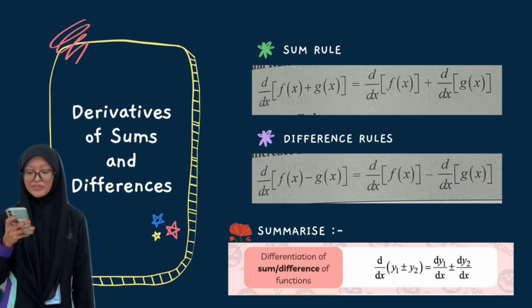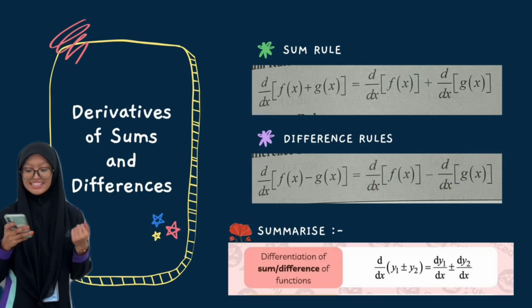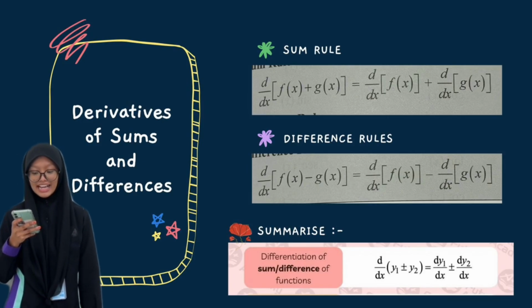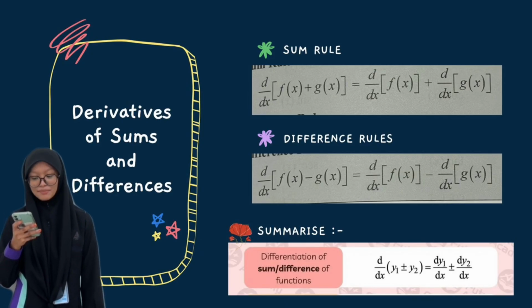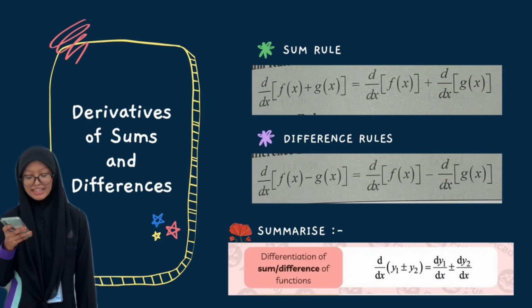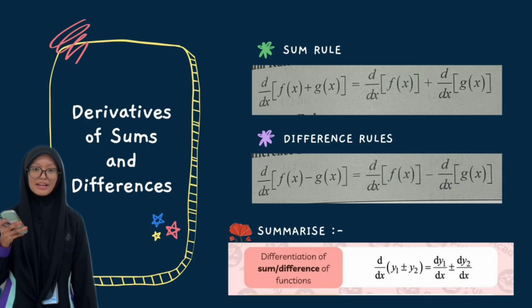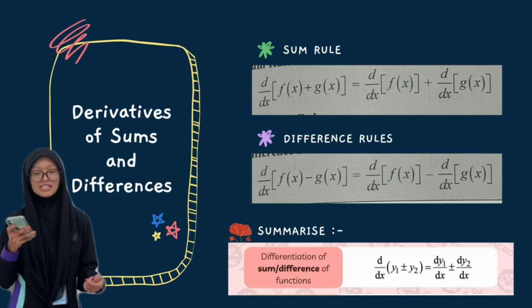Now, how do we differentiate if we have more than one term? We use the sum and difference rules. If f(x) and g(x) are both differentiable, then d over dx of f(x) plus g(x) equals f prime x plus g prime x, and d over dx of f(x) minus g(x) equals f prime x minus g prime x. This means we differentiate each term separately.